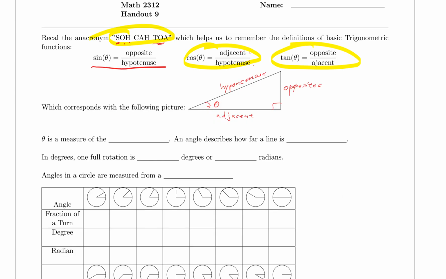Alright, and so theta, what does theta mean? Well, we kind of intuitively know that it has something to do with the angle. Theta, we're going to call a measure of the rotation. So if you take this side here, how far do you rotate it up? That's our angle theta. So it measures how much of a rotation it is. An angle describes how far a line is rotated.